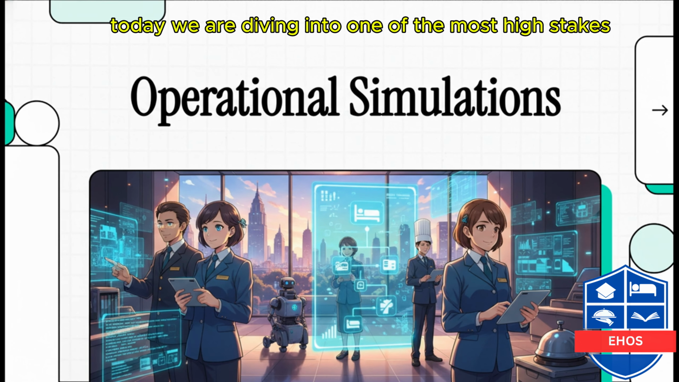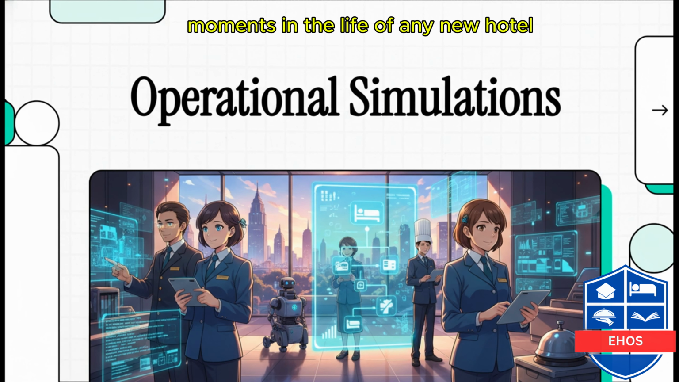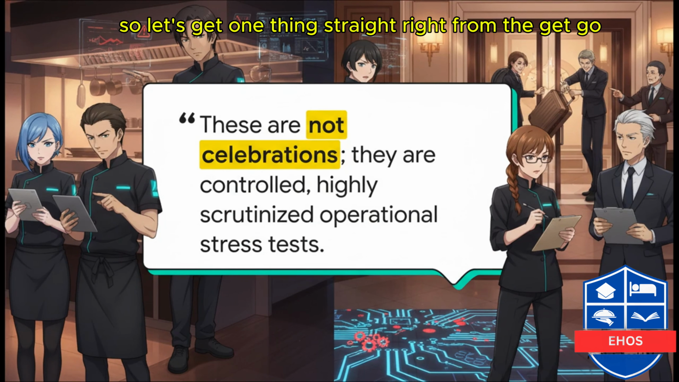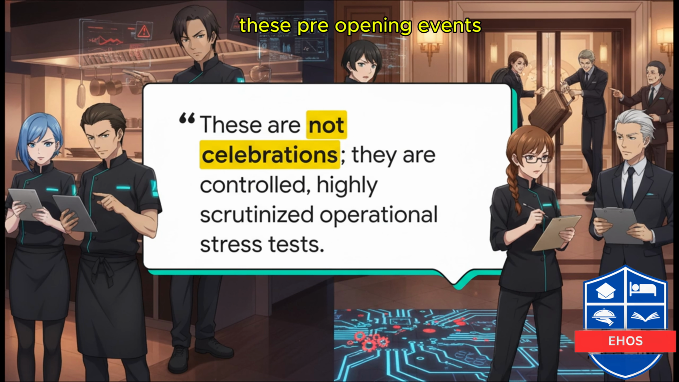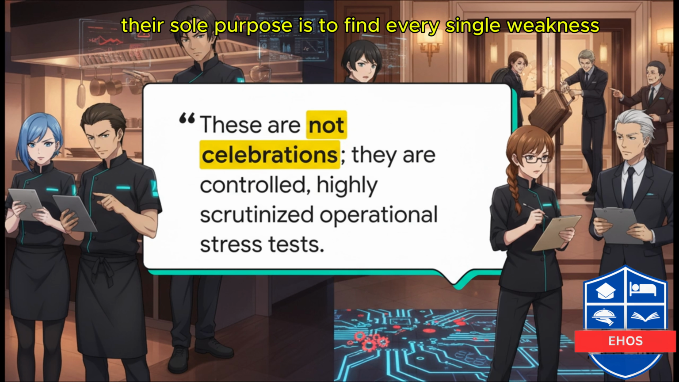Today we are diving into one of the most high-stakes moments in the life of any new hotel, the operational simulation. So let's get one thing straight right from the get-go. These pre-opening events, they're often mistaken for parties, but they are not celebrations. Think of them as the final, brutal stress test of a brand new bridge. Their sole purpose is to find every single weakness before it has a chance to impact a paying guest.